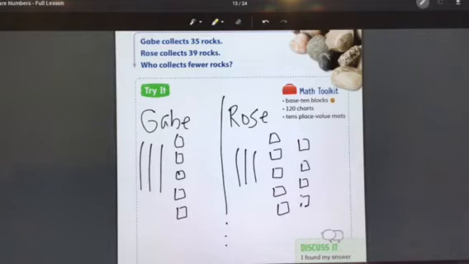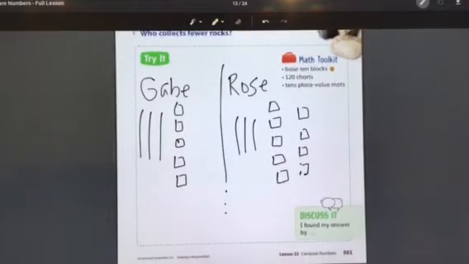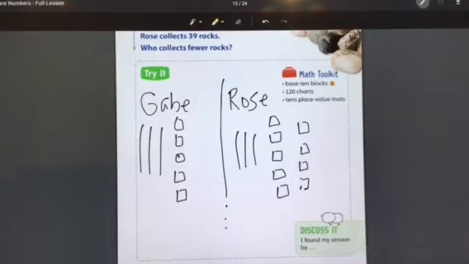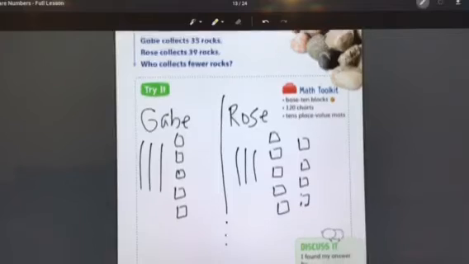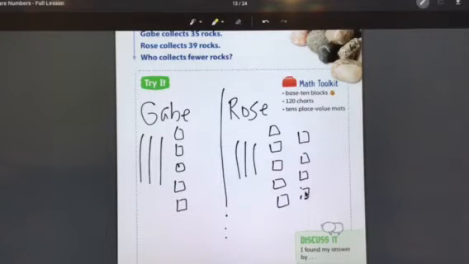Now I need to compare to see who collects fewer rocks. Just as we did yesterday, you're going to look at the tens. Gabe has 3 tens. Rose has 3 tens. That doesn't help me. I now need to look at the ones. Gabe has 5 ones and Rose has 9 ones. I know that 5 is fewer than 9, so Gabe has fewer rocks than Rose because the number 35 is fewer than the number 39.